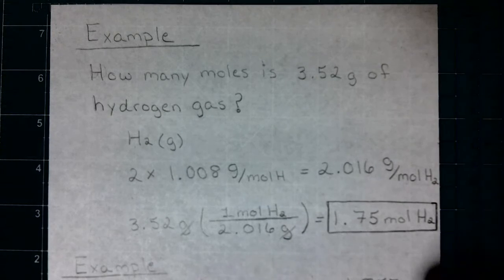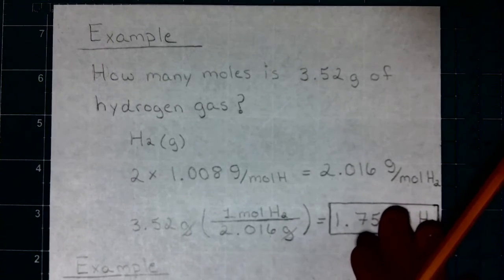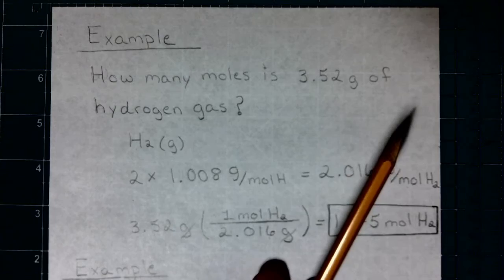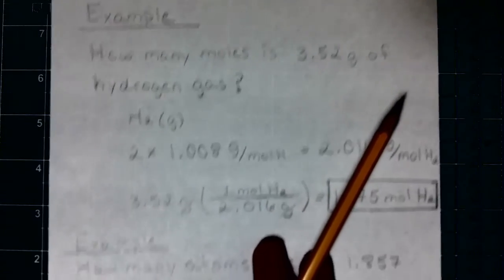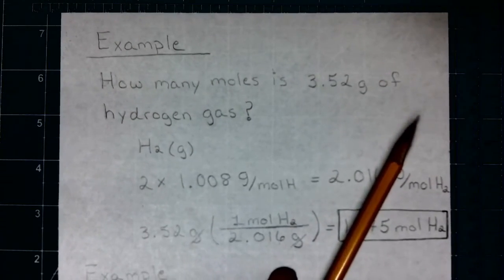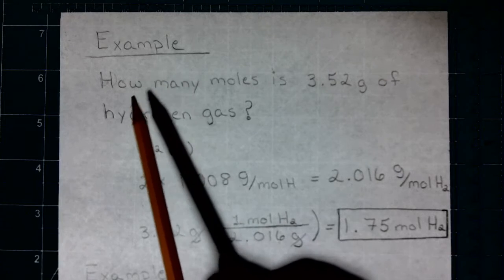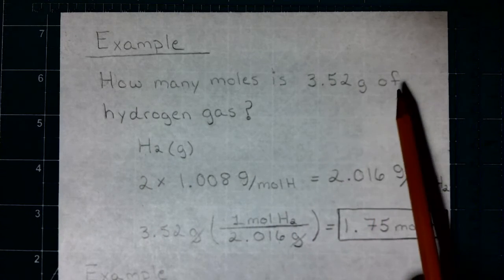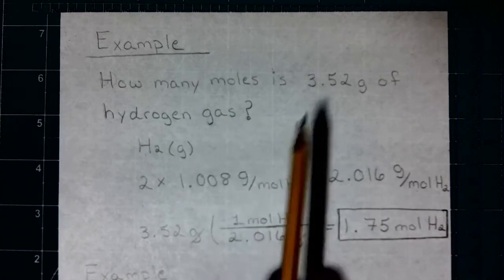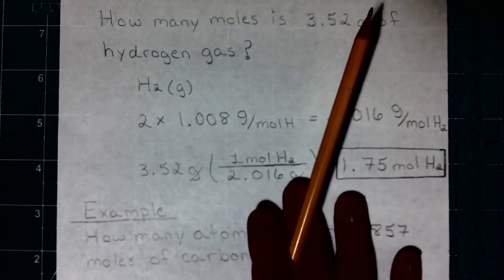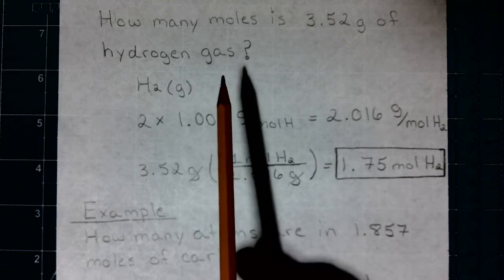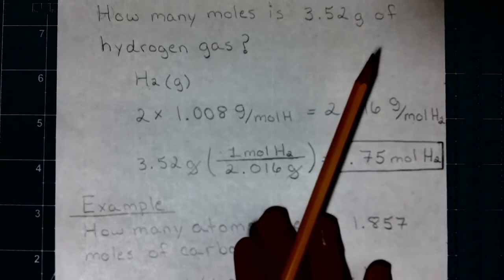If you can't tell already, there are many different ways that you're going to be asked questions about moles. And I'm going to show you 2 more problems now. This one here says how many moles is in 3.52 grams of hydrogen gas. So hydrogen gas is one of our diatomics. We learned about that when we were writing Lewis structures.